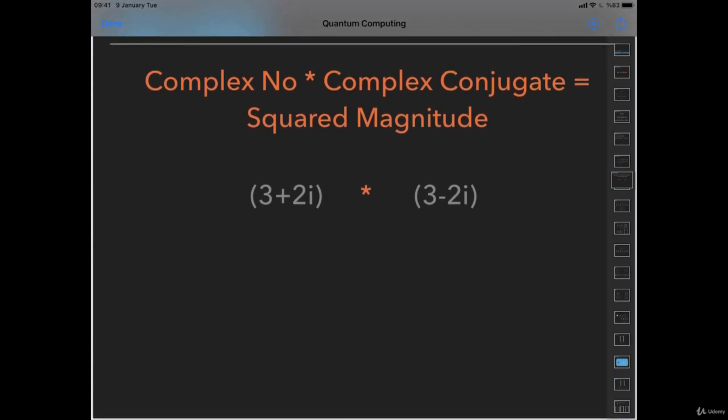So a complex number multiplied by the complex conjugate of that number is actually the squared magnitude of that number. So how do you do that? Just take this as an example: 3 plus 2i, and the complex conjugate of it, of course, will be 3 minus 2i. If you multiply them together, let's see what you get. Maybe you may want to pause the video and do it yourselves in order to understand that this will be the squared magnitude. So I'm going to do it.